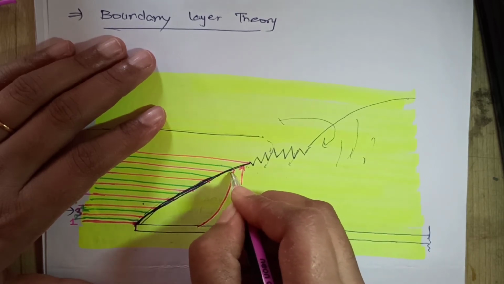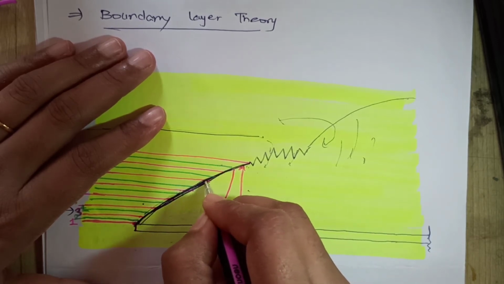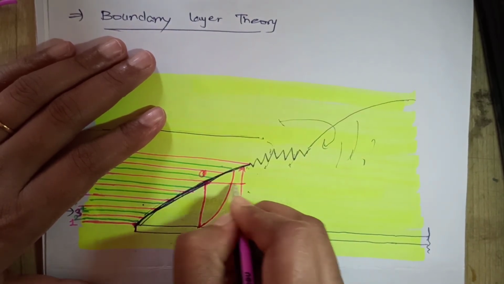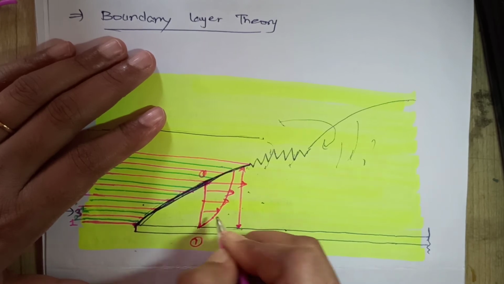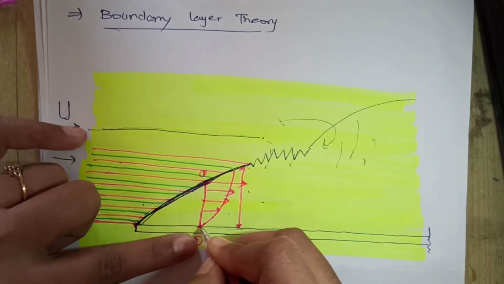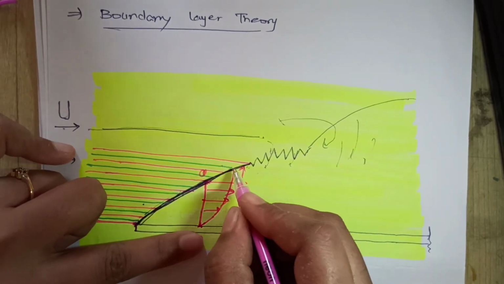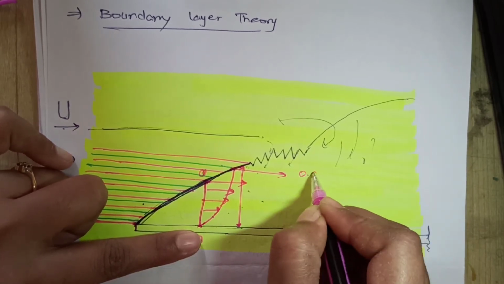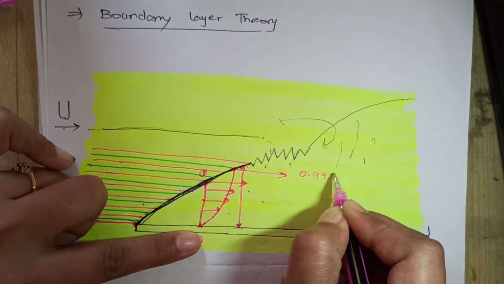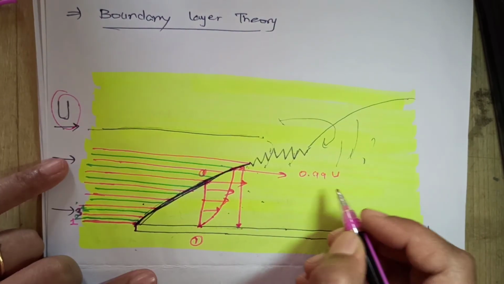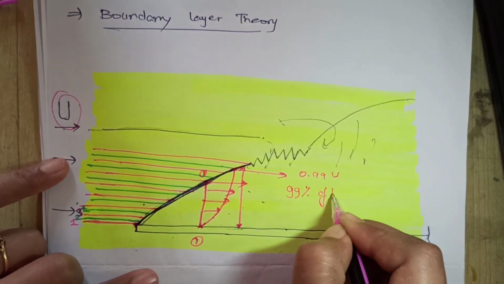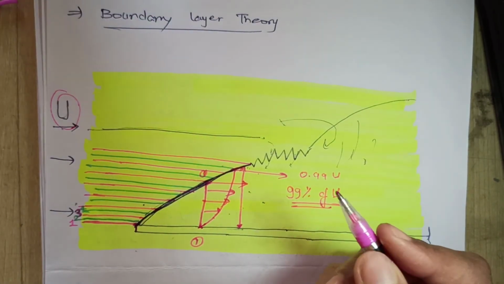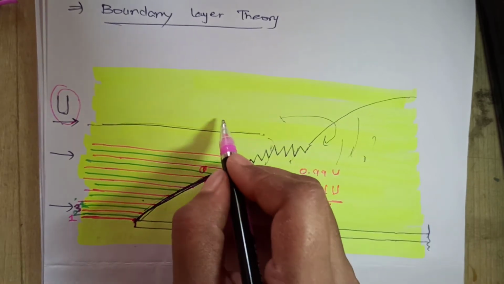If you take a horizontal section like this, the velocity profile will look like this, and it will go on varying from the surface of the horizontal plate up to the boundary layer, such that at the boundary layer the velocity is equal to 0.99 times the maximum velocity u, or 99% of u. Beyond that, the flow velocity will be equal to u.